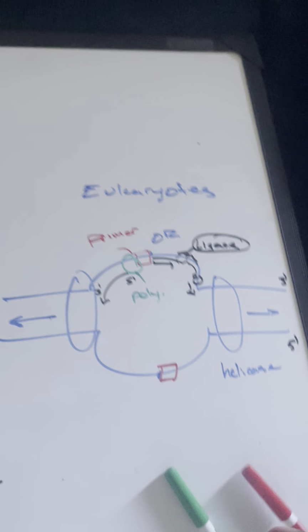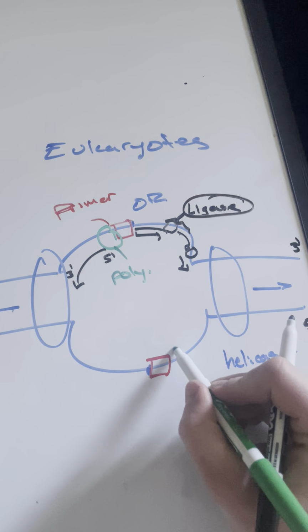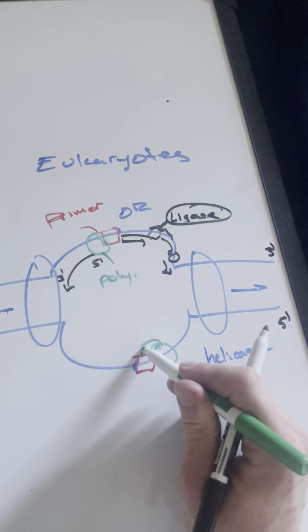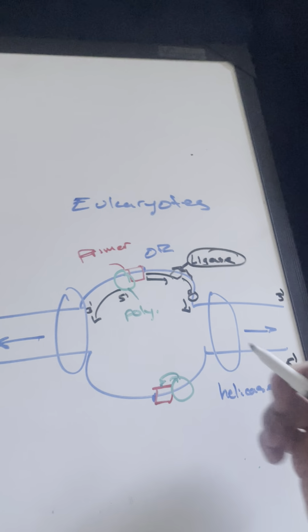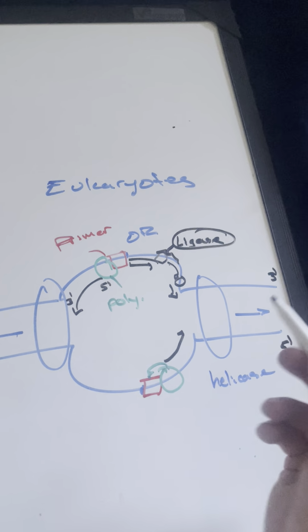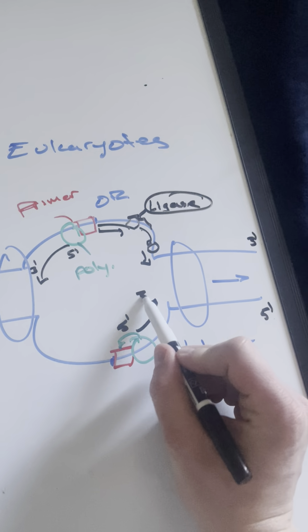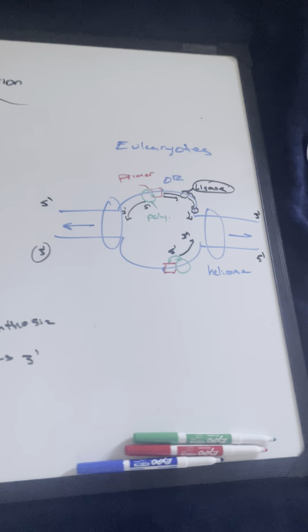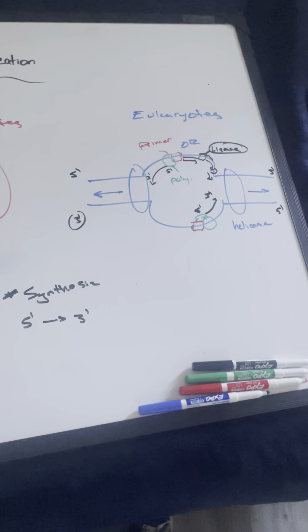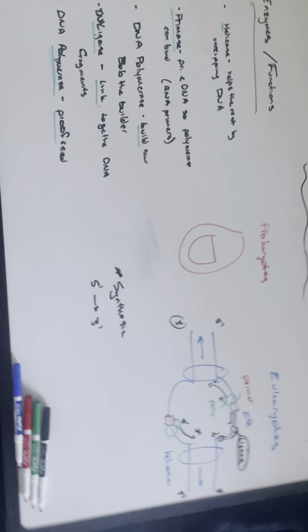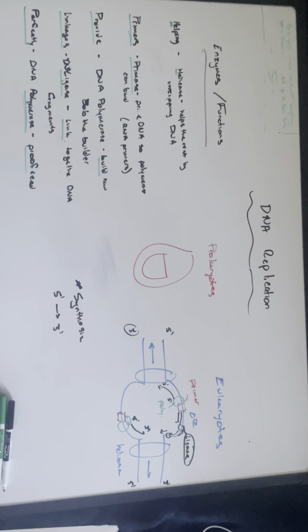We're going to have our primer. Our DNA polymerase is going to recognize the primer, come here, and then we're going to start shooting off DNA that way. And this is going to be the 5' to 3'. That's going to be uninterrupted. And then yeah, it's going to be DNA replication, quick and dirty.